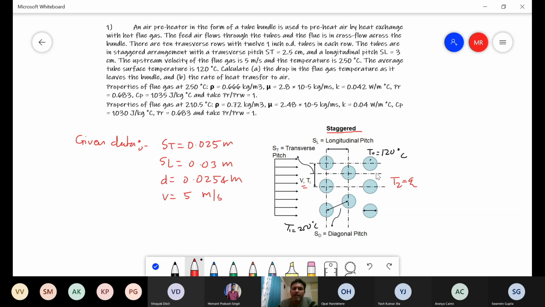Again, what is given is that there are 10 such transverse rows, so 1, 2, 3, in such manner there are 10 transverse rows, and in each row there are 12 tubes. So that means the total number of tubes is 120. How?